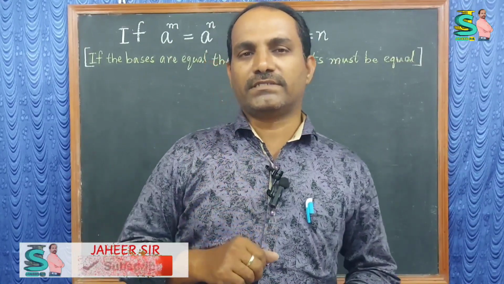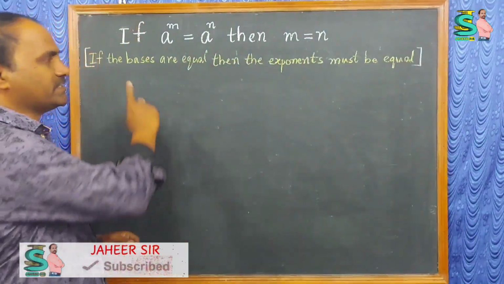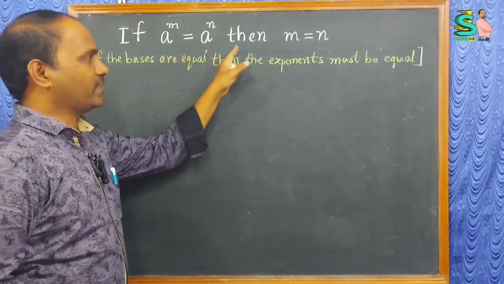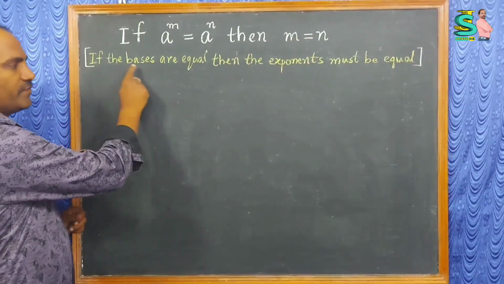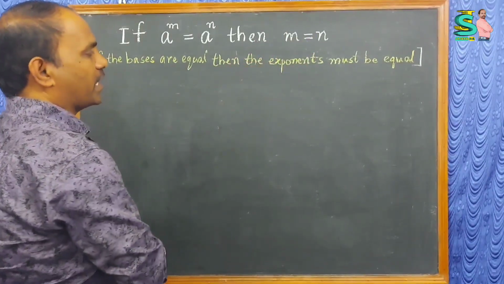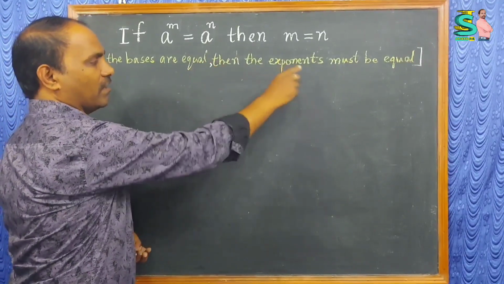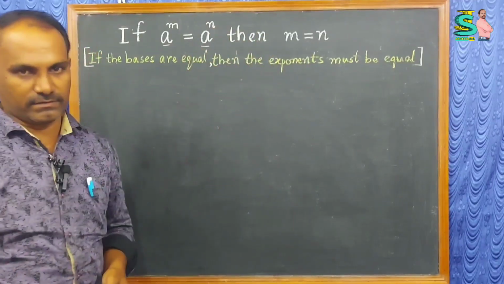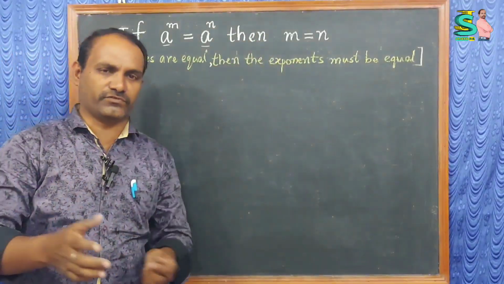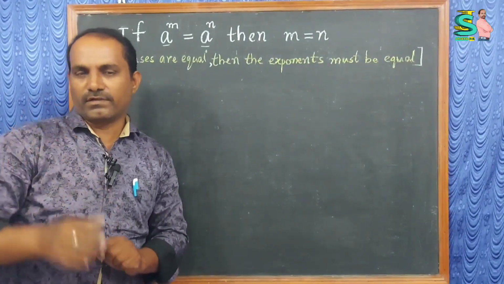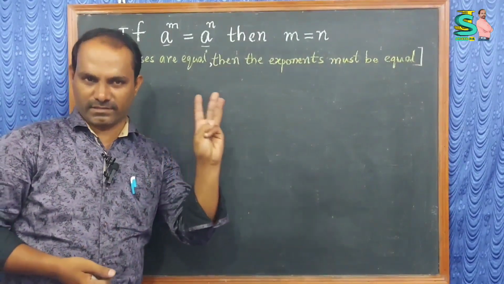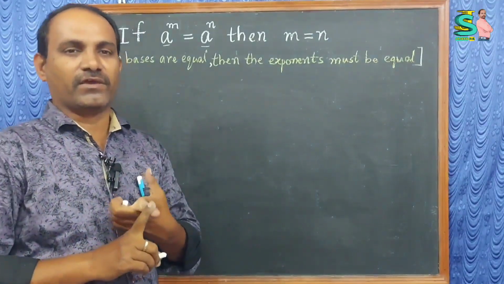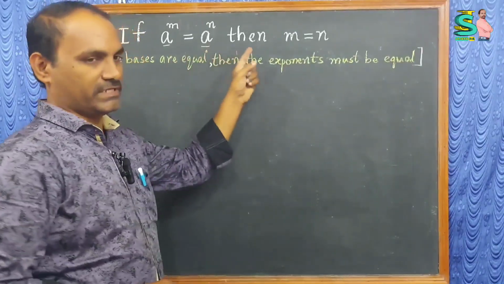Today we are going to discuss one important topic: if a power m is equal to a power n, then m equals n. If the bases are equal, then the exponents must be equal. Means here bases are equal, that's why exponents are also equal. Is it true for every situation? No, it is not true for three values of a. What are the values of a which do not satisfy this condition?